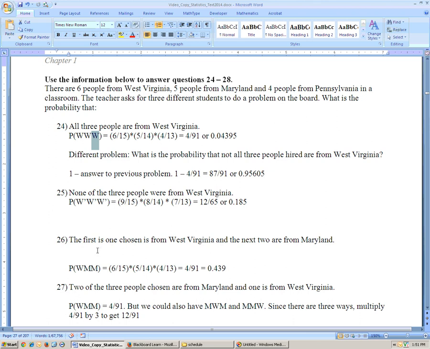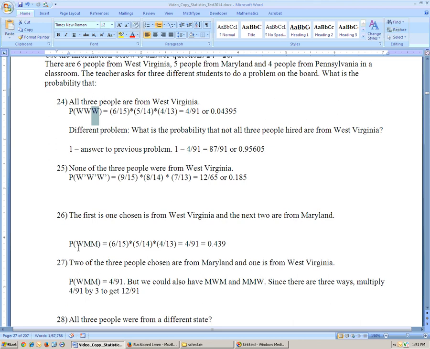On 26, it says the first one chosen is from West Virginia and the next 2 are from Maryland. So here's the order we're talking about: West Virginia, Maryland, Maryland. Well, the probability the first one's from West Virginia is 6 out of 15, because there's 6 from West Virginia and 15 people total, times the probability the next one's from Maryland. You still have 5 people remaining from Maryland, but you're down to 14 people. And then the probability the next one's from Maryland: you used up one of these 5 people from Maryland, so now you're down to 4 people from Maryland out of 13. So it turns out to be the same fraction, luckily enough, and that's 4 out of 91, which is the same fraction decimal we had up above.